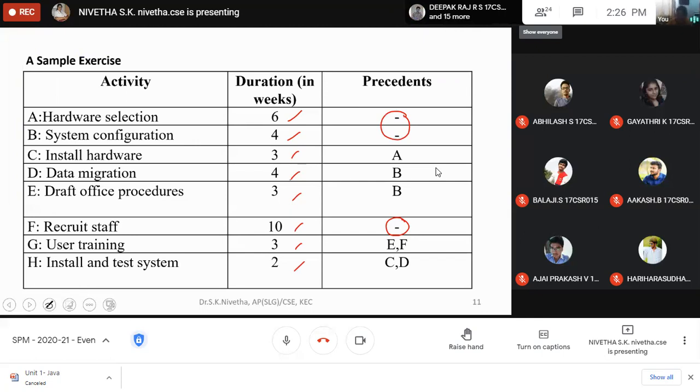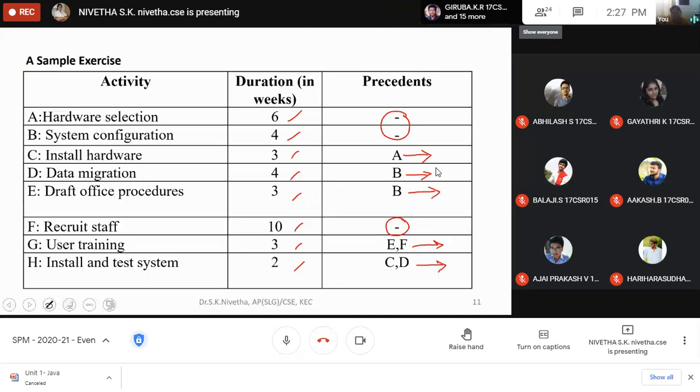And C can be carried out only when A is completed. D can be carried out only when B is completed. And E can be carried out only when B is completed. And similarly, G can be carried out only when E and F are completed. H can be carried out only when C and D are completed. So this is the input.